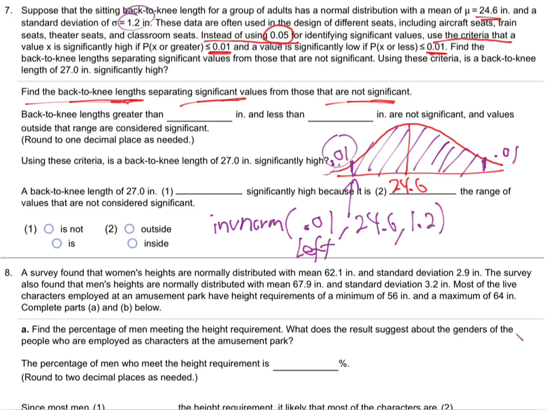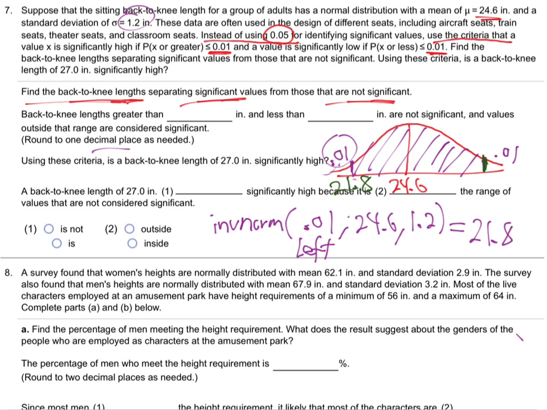Hit the buttons on your calculator. Somebody get a number there? 21.8. Round to one place. That looks perfect. That looks like a reasonable number to me. 21.8 down here. Now we need to find the big number also.